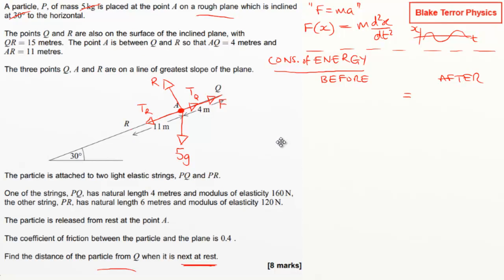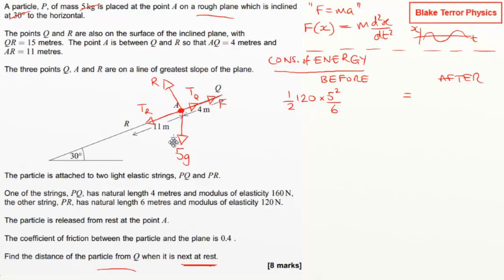So our elastic potential energy is going to be a half multiplied by the modulus of elasticity, which in this case is 120. Then we've got to multiply it by the extension squared, which is 5 squared, divided by the natural length. So that's 6. So that's our EPE at the start.